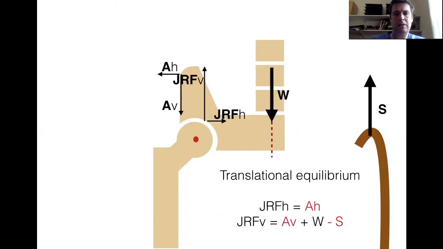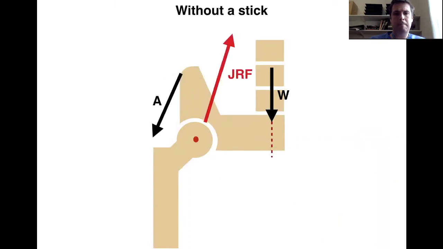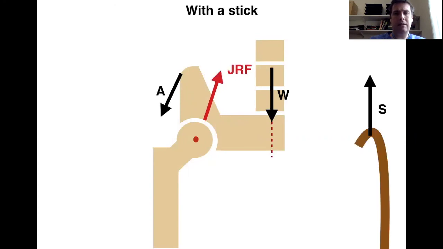To maintain the translational equilibrium, therefore, the horizontal component of the joint reaction force must equal AH, which has been reduced by adding a stick, and the vertical component of the joint reaction force has been reduced both by a reduction in A and adding the upward force S. So our joint reaction force has reduced. So this is a scenario that we have without a stick. And when we add the stick, the joint reaction force is reduced because both S is acting in an upward direction and our abductor muscle force has also reduced.